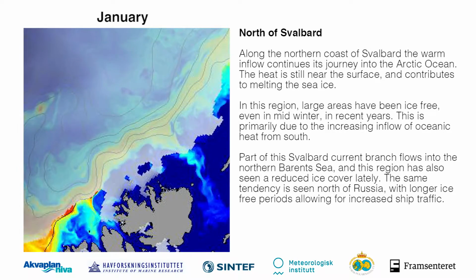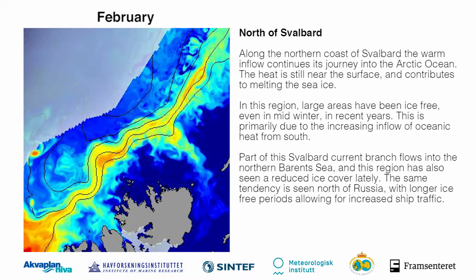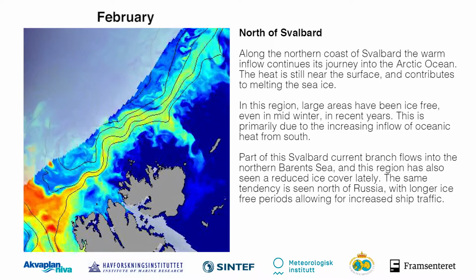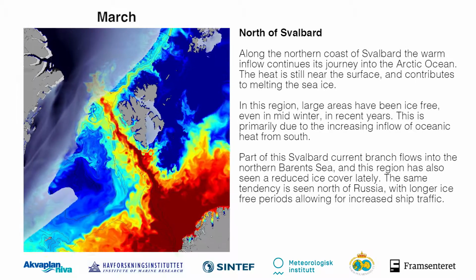Part of the Svalbard Current branch flows into the northern Barents Sea, and this region has also seen reduced ice cover lately. The same tendency is seen north of Russia, with longer ice-free periods allowing for increased ship traffic.